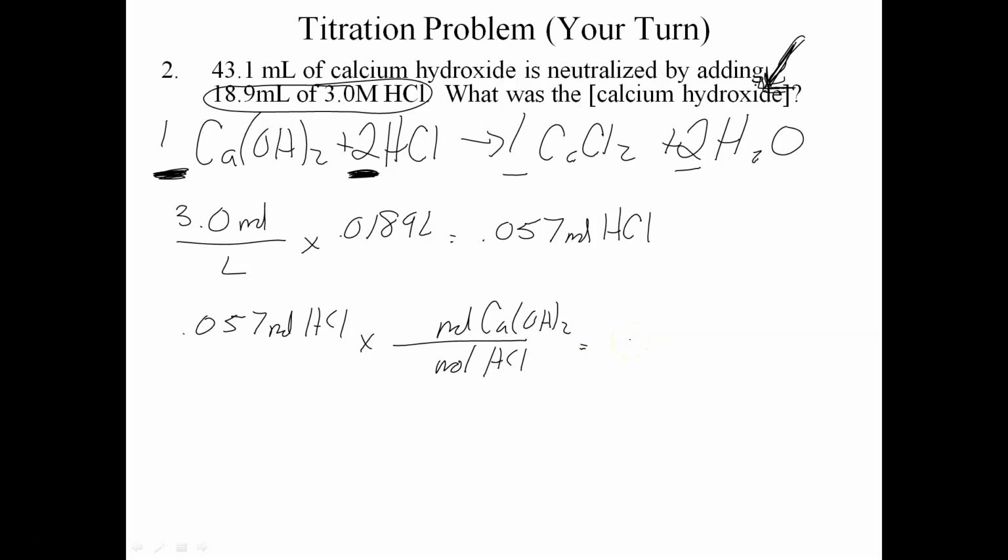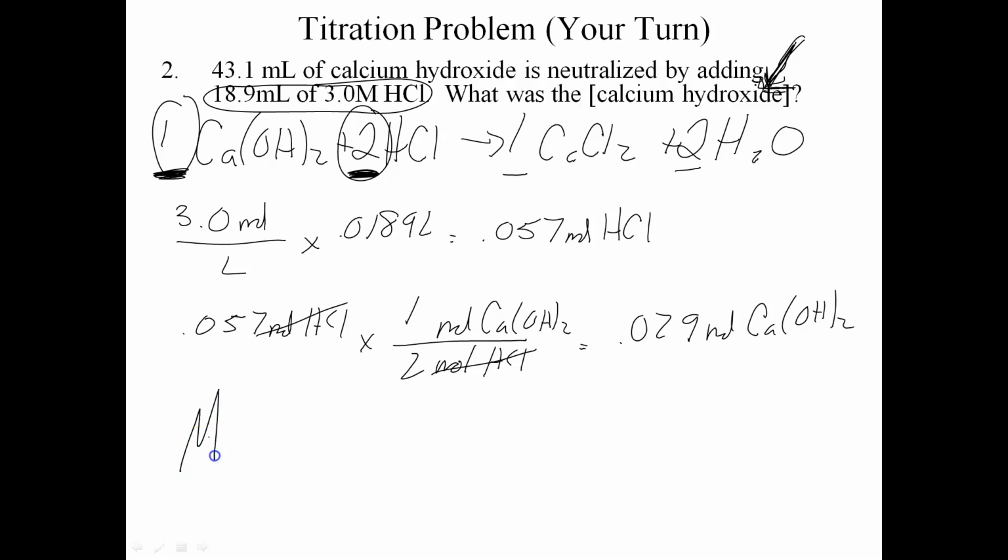All right, look at your balanced equation. For every 1 mole of calcium hydroxide, you need 2 moles of acid. All right, so what we're ending up doing here is doing 0.057 divided by 2, which is going to give you 0.029 to proper sig figs moles of calcium hydroxide. All right, now we're basically done.